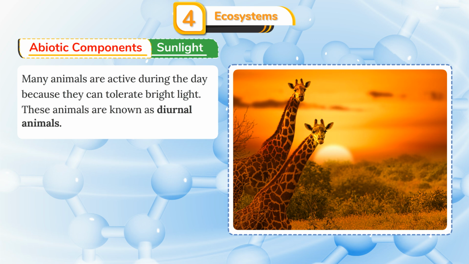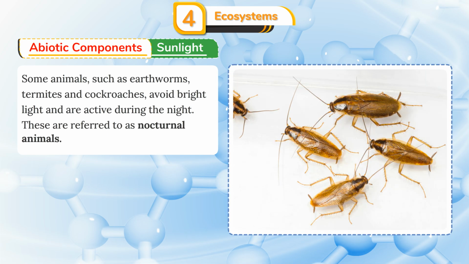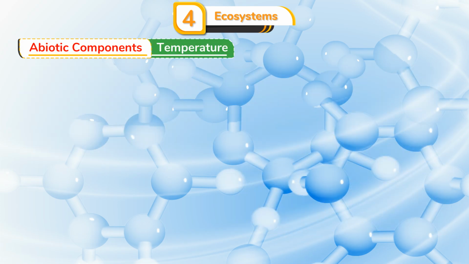Many animals are active during the day because they can tolerate bright light. These animals are known as diurnal animals. Some animals, such as earthworms, termites, and cockroaches, avoid bright light and are active during the night. These are referred to as nocturnal animals.